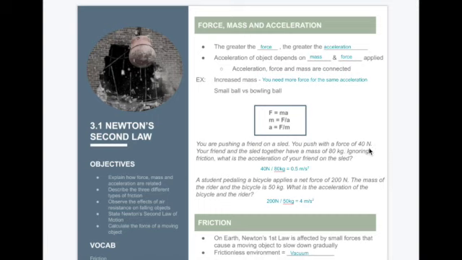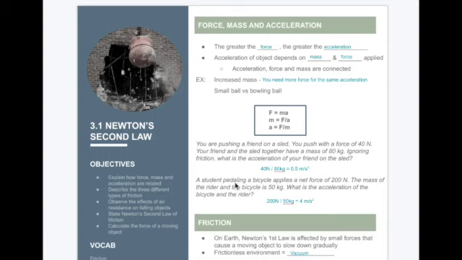You push with a force of 40 newtons. Your friend and the sled together have a mass of 80 kilograms. Ignoring friction, what's the acceleration of your friend? So we want to find the acceleration. So we're going to be using the formula force divided by mass. So our force was 40 newtons, so 40 newtons divided by the mass, which was 80, and that's going to give us 0.5 meters per second squared.